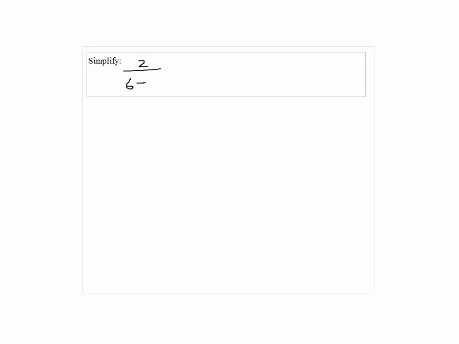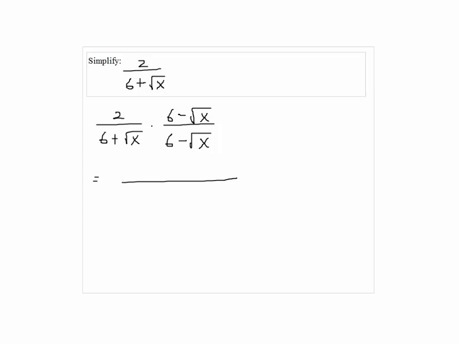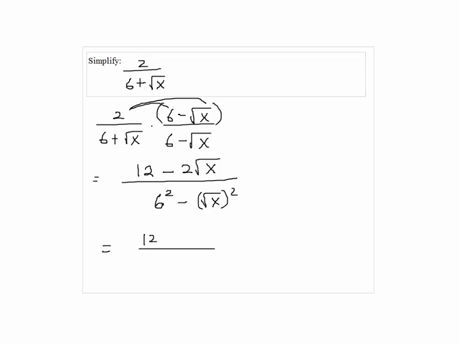Simplify 2 over 6 plus the square root of x. Here we have to multiply top and bottom by the conjugate of the denominator, which is 6 minus the square root of x. So we multiply the 2 by 6 and negative square root of x. We have 12 minus 2 square root of x over 6 squared minus the square root of x squared, which is 12 minus 2 square root of x over 36 minus x.